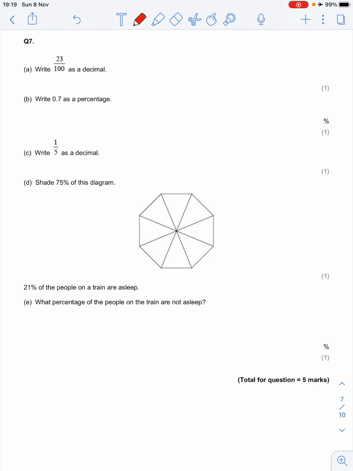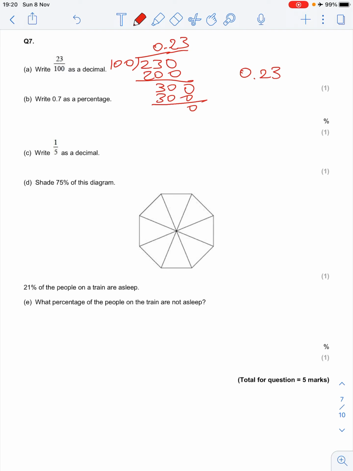So writing 23 over 100 as a decimal. So this is similar to 23 divided by 100. So 23 divided by 100 is 0.2, this is 200, have remaining of 300. So it's 3 times 100. So we have a remainder of 0. So the answer is 0.23.